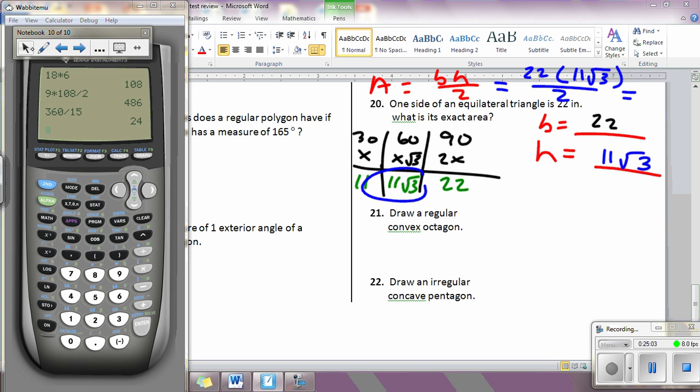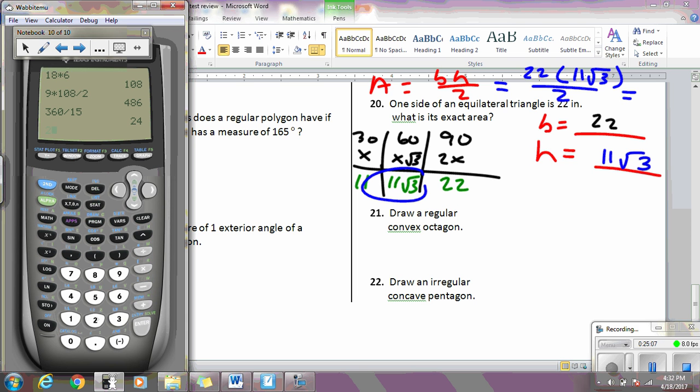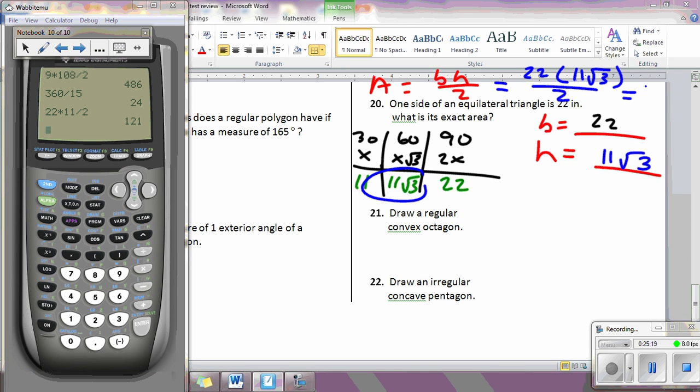Now, put it into your calculator. Again, we kind of ignore the root for the time being. So that's 22 times 11 divided by 2. It's 121. Now bring the root back into the picture. So 121 square root of 3 and attach your units, inches squared. That's the exact area.